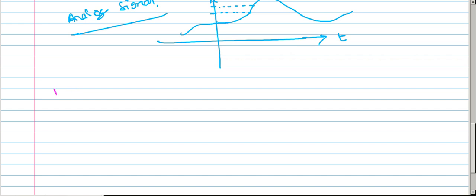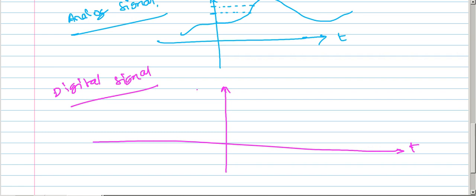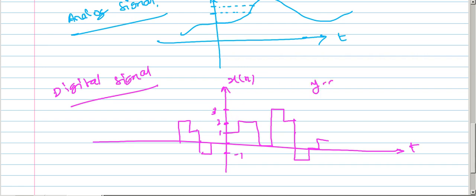Now the digital signal is one in which the signal can take only specific values on the y-axis. For example, consider this signal. In this signal it can take only fixed values. It can take say -1 or 0 or 1 or 2 or 3 and so on. So the y-axis is fixed. The signal cannot take any arbitrary value.